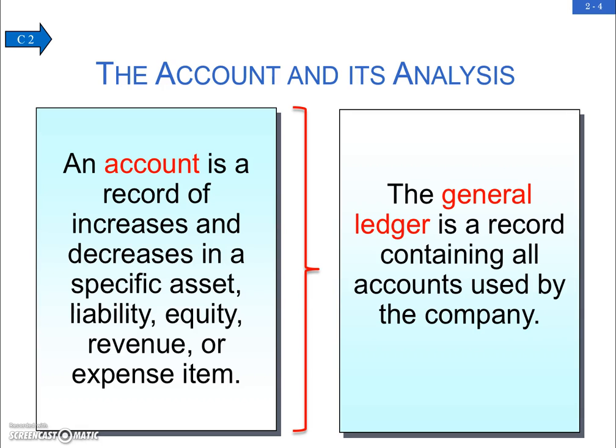So again, an account, of course, is just a record of increases and decreases in the specific asset, liability, equity, revenue, or expense account. Remember, equity has multiple types of accounts, right? Investments and withdrawals, and even revenue and expenses can specifically be under the equity umbrella. And the general ledger is really just a record that contains all of those specific types of accounts, and we'll go through some examples in just a moment here.